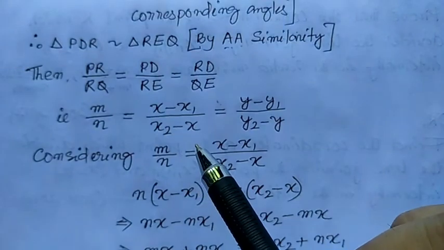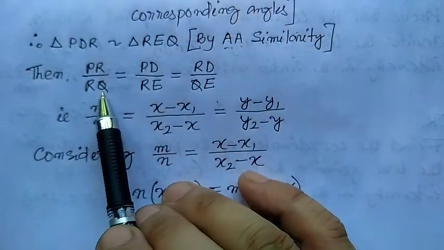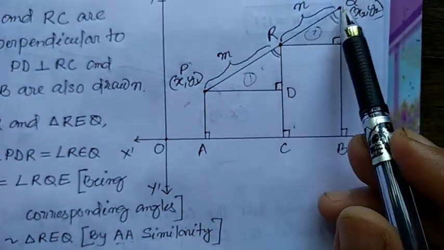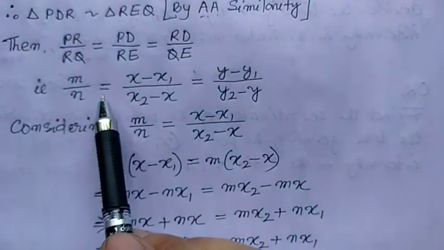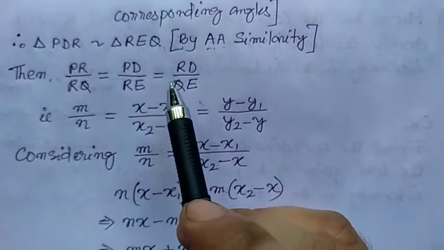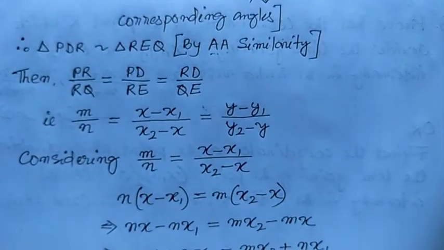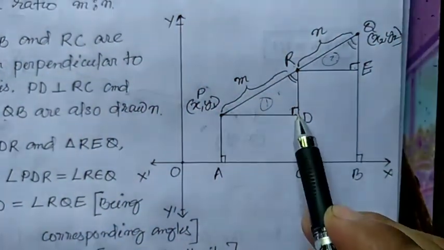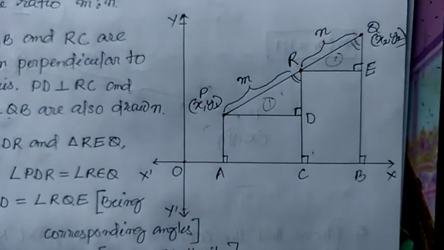Then in the next step, this is one of the most important steps here. If you look at the figure again, PR and RQ. PR value is m, RQ value is n. So we write m by n here is equal to, now next PD. How do we write PD? Now let's look at the figure again. PD. Here is P, here is D. Now we want to write for the line segment PD. How will we do this?